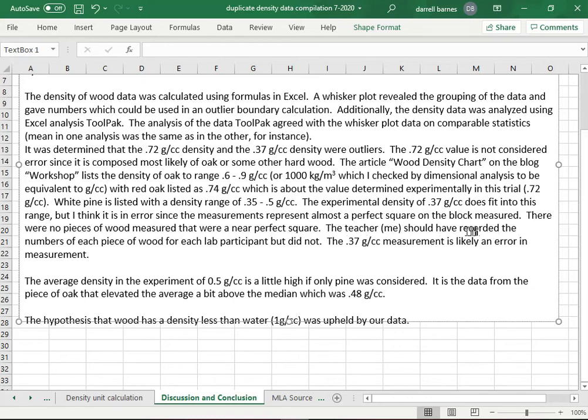The teacher, me, should have recorded the numbers of each piece of wood for each wooden block for each lab participant beforehand, but did not. It sounds like something I would do. It's my fault for sure. The 0.37 gram per cc measurement is likely an error in measurement.